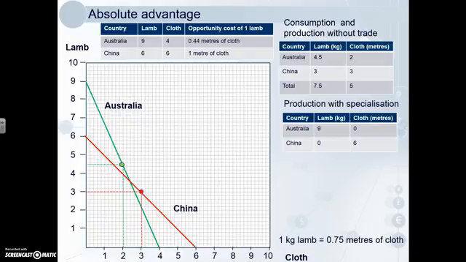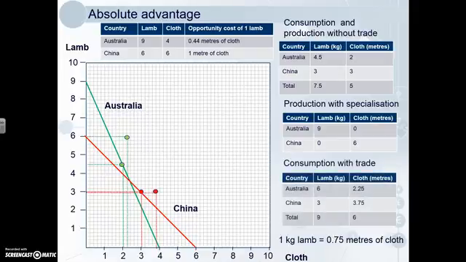So now China and Australia are trading. Australia trades away 3 kilos of lamb and receives 2.25 meters of cloth. It is vital to note that this is a better deal for Australia than being closed. China trades away 2.25 meters of cloth and receives 3 kilos of lamb. Again, this is a better return than they could have expected by rearranging their local production.